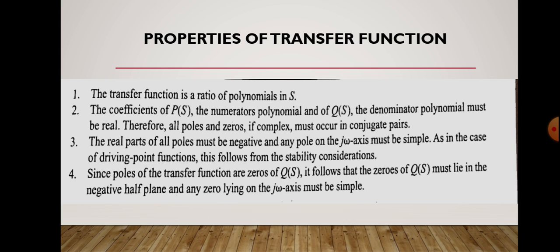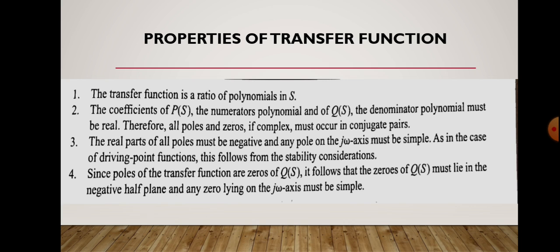That is similar in the case of the driving point functions. This property also appears for the driving point function. Next, the third property is that the real part of all poles must be negative and any pole on the j omega axis must be simple. As in the case of driving point function, this follows from the stability consideration.